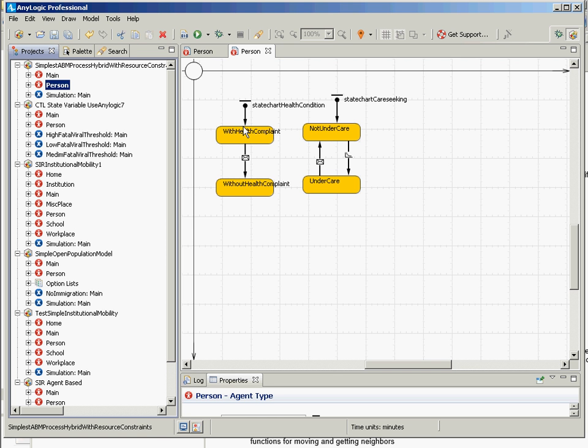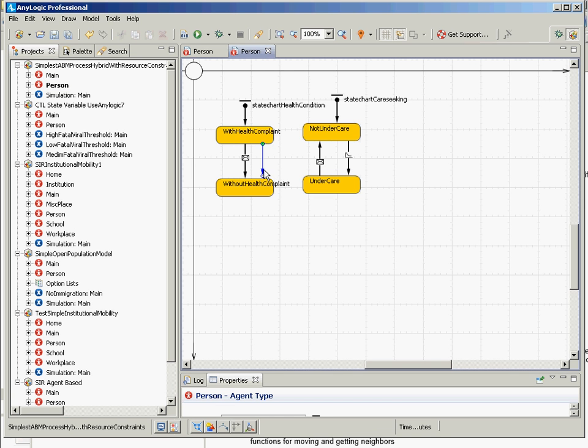And right now, just as a thought piece, everyone starts with a health complaint. Obviously, we could make it so that people could develop a health complaint by just putting a transition in here. Here, when they have a health complaint, they're going to present for care. And over time, once that health complaint is dealt with appropriately, they'll go to the state without a health complaint.